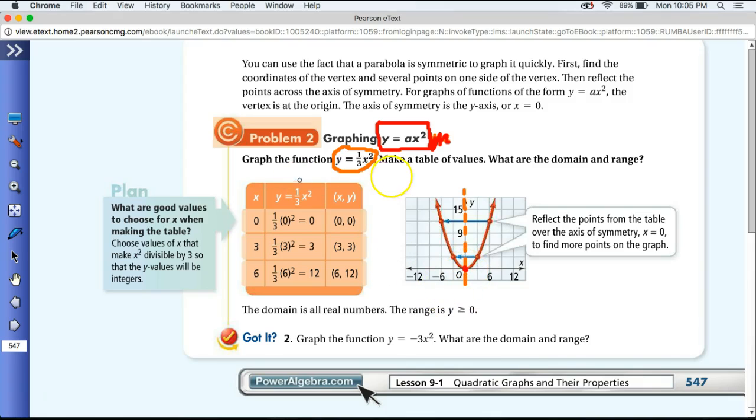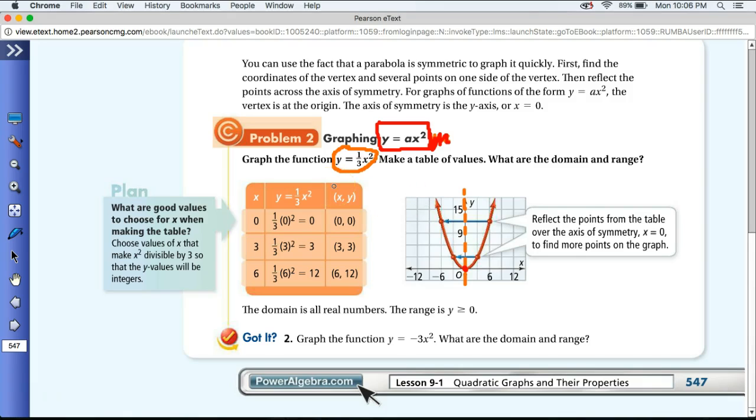So what we're going to do is graph the function, and again, create a table of values is the most efficient way to do it, I suppose. And then also we are going to name the domain and the range of this graph. We'll review and talk about what those things mean if you're not quite sure.